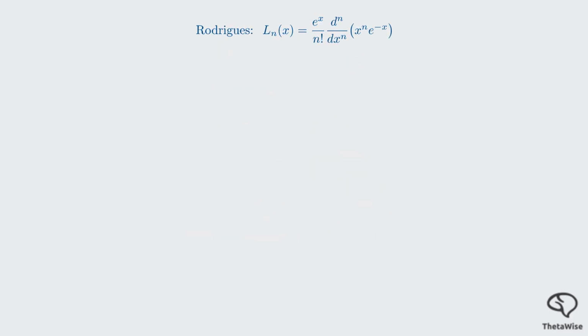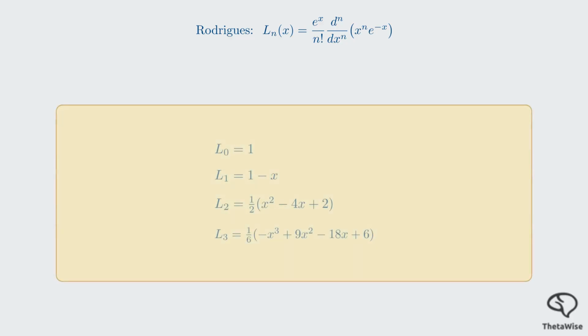Rodrigues's formula is L_n(x) equals e^x divided by n factorial times the nth derivative of x^n e^(-x). The first examples are L_0 equals 1, L_1 equals 1 minus x, L_2 equals 1/2 times (x squared minus 4x plus 2), and L_3 equals 1/6 times (negative x cubed plus 9x squared minus 18x plus 6).